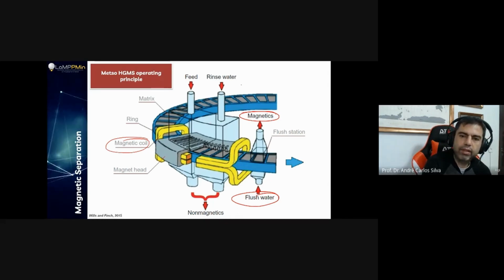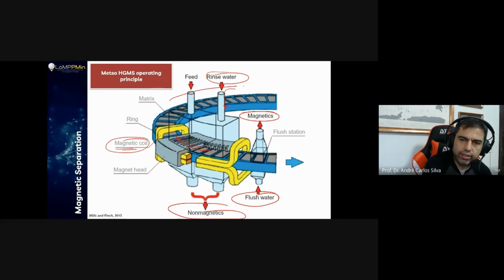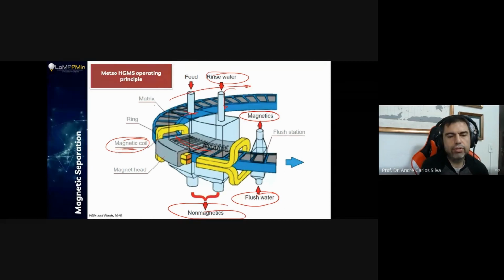Okay, but that's the thing. I'm going to put my rinse water over here, and I'm also going to feed the material in this position. I'm going to recover the non-magnetic particles on this sector over here, because that's the sector where I had my coil. And after leaving over here, the ring is turning this way. Okay, I'm going to have an area where I'm going to recover the magnetic particles.